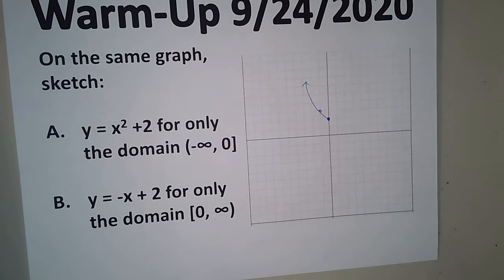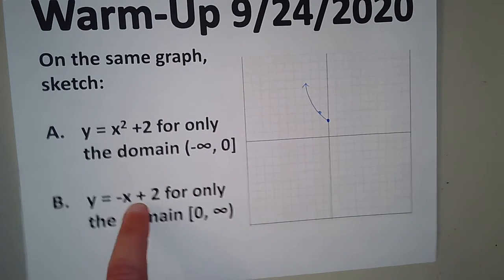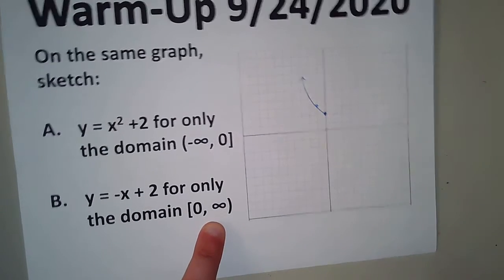Again, that's using skills you should already know how to do, just applying it over a domain on a specific graph. Then it wants us to do the same exact thing for a different graph on a different domain. Notice this domain is everything on the right side here.